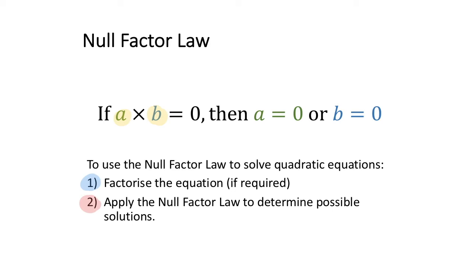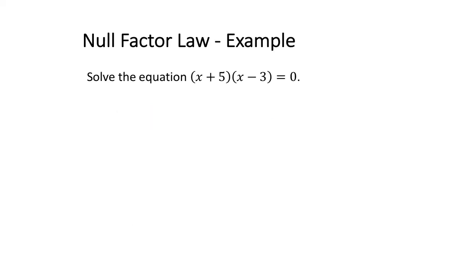So let's have a look at an example of how we can apply the Null factor law. In the example, we want to solve the equation (x plus 5)(x minus 3) is equal to 0. For this example, they've already given us an equation in factorized form, so we don't need to factorize it. We can go ahead and apply the Null factor law to work out what my possible values of x are going to be.